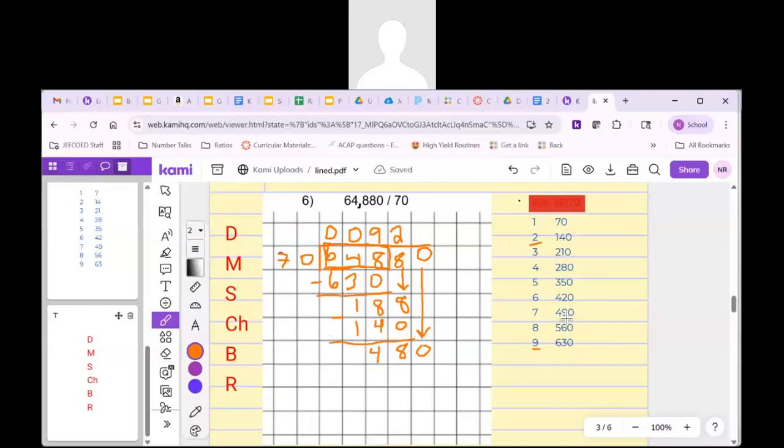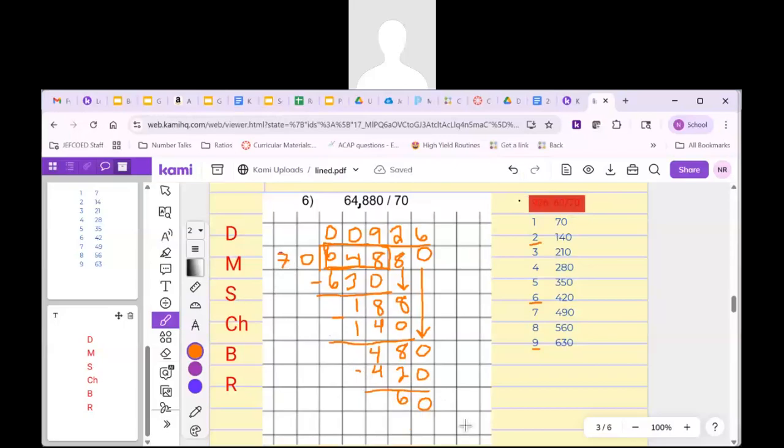Oh, I just missed 490. 490 is too much. So I have to go back up to 420, which is 6, right? So the 6 goes above the 0. Then I think, wait, how do I get down there where I'm subtracting? I have to multiply. 6 times 70, 420. Okay, and then I do what? Subtract, yes. So we're going to have 0 minus 0. 8 minus 2. Whoops. Okay. And then I check, is 60 less than 70?